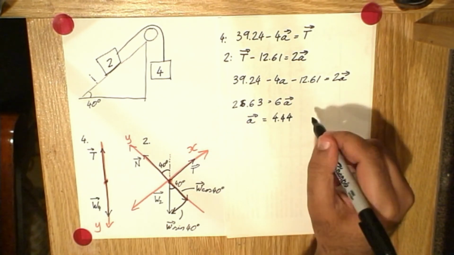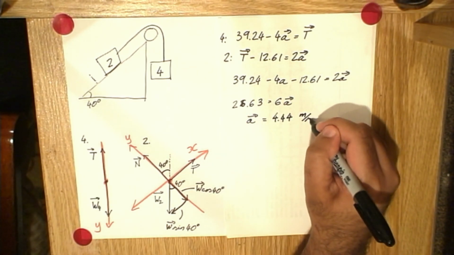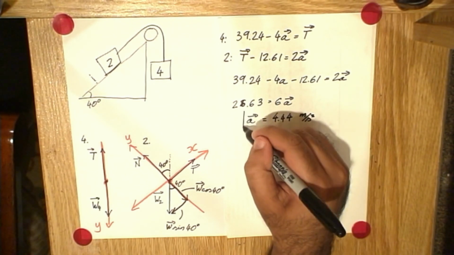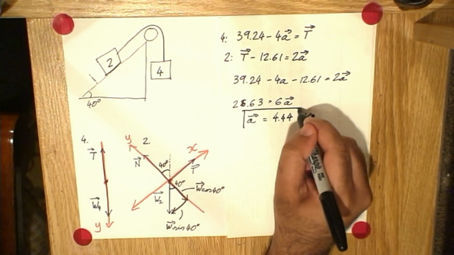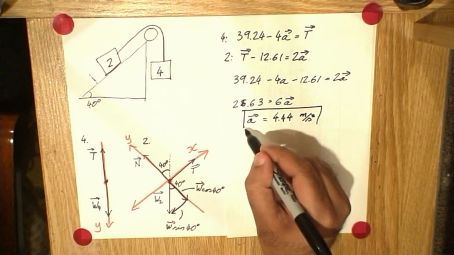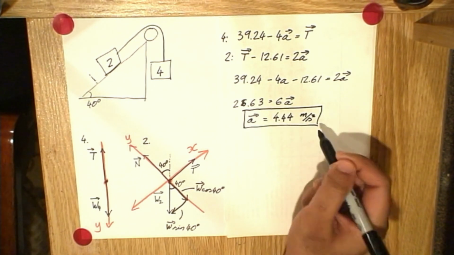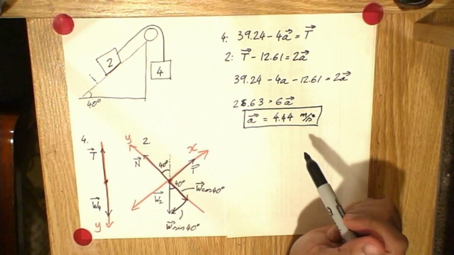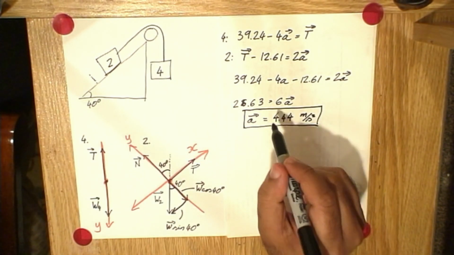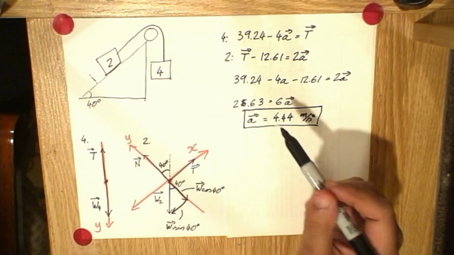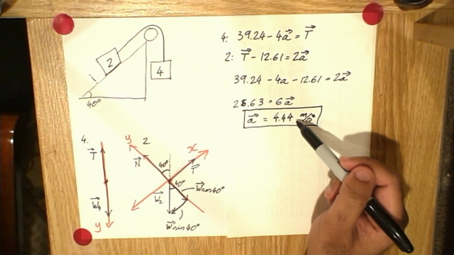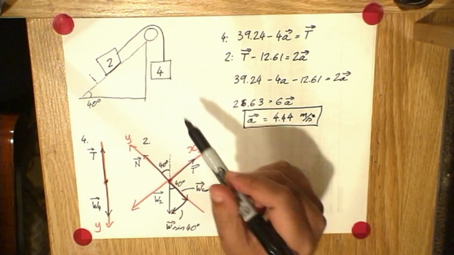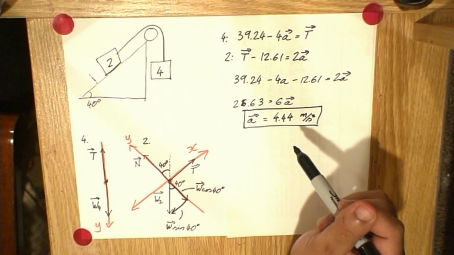And this would be in meters per second squared, since it's an acceleration. So this is the acceleration for both of these objects. Remember, they have to have the same acceleration, because if they didn't, then the string would either bunch up or snap. So the 4 kilogram object has an acceleration of 4.44 j hat, and the 2 kilogram object has an acceleration of 4.44 i hat.